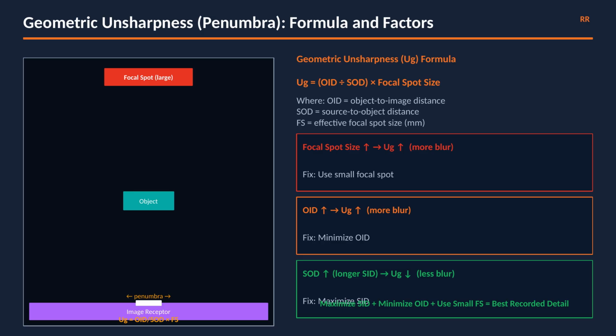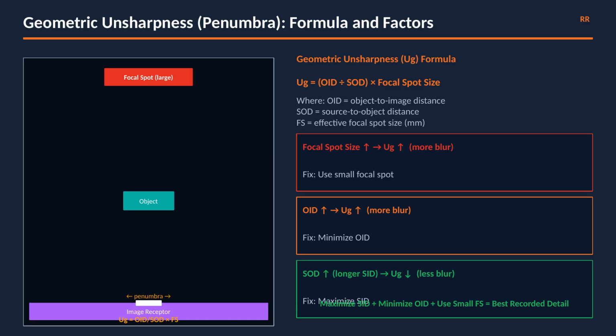Focal spot size, larger focal spot equals more penumbra equals more blur. This is the primary geometric factor. Minimize it by using the smallest focal spot the heat load allows. OID, larger OID equals more penumbra. Minimize OID, keep anatomy as close to the image receptor as possible. And SOD, or equivalently, SID, longer SID means larger SOD, which reduces UG. Maximize SID to minimize geometric blur.